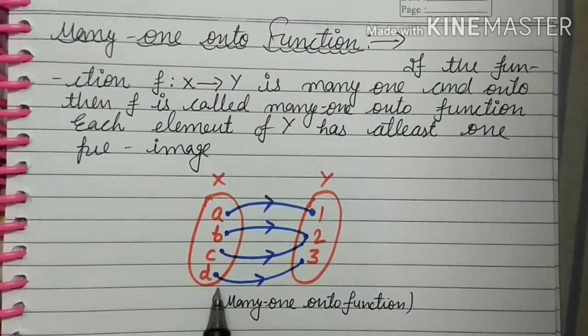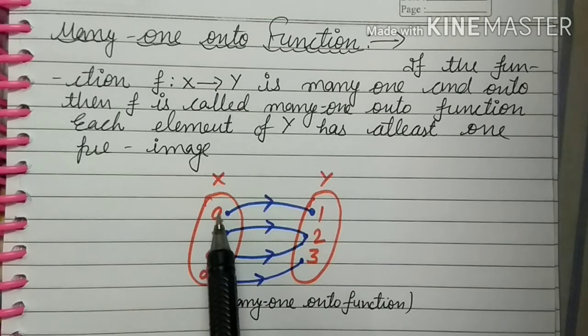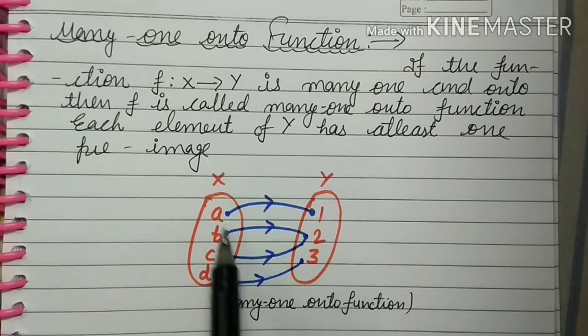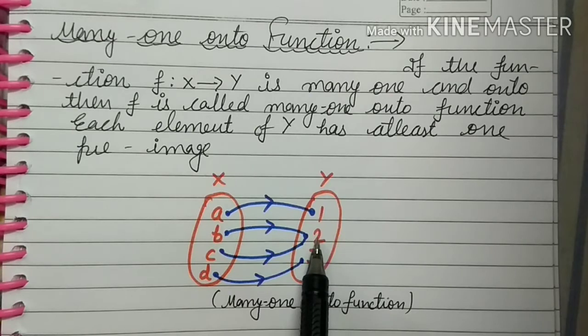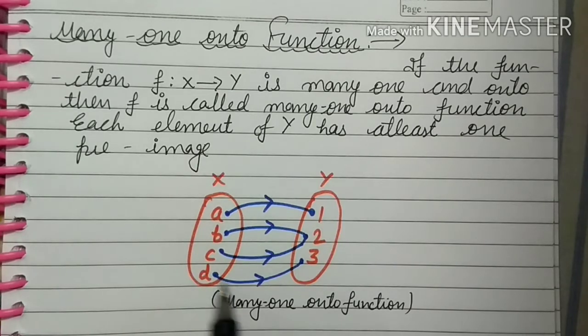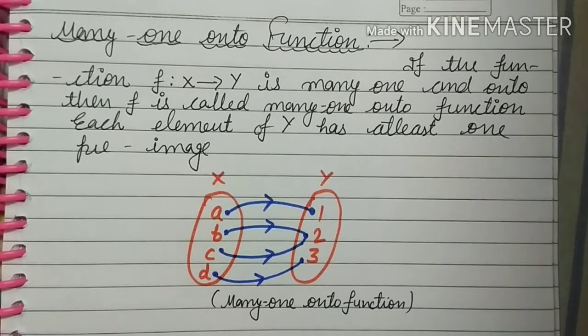Just have a look in this arrow diagram. Image of A is 1, image of B is 2, image of C is again 2, image of D is 3. So two elements have the same image. So this is many to one and no element in y is left which has no pre-image in set x. So it is onto. So this function is called many-one onto function. So in this way we define the classification of the function.